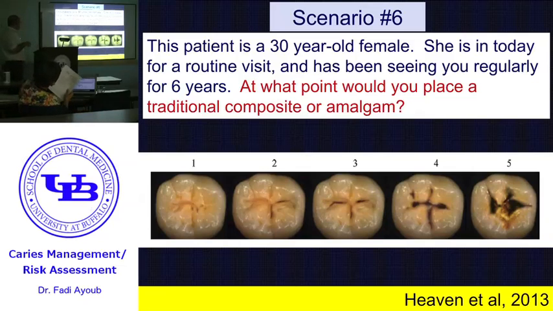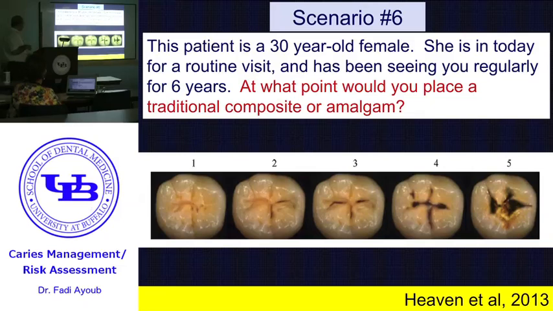So, this patient, the question was, at what point, I mean, here, here, here, 4 or 5, so that's progression. At what point would you place traditional composite or amalgam? Do you place it at that scenario here? Do you place it at that scenario here, here, here, and here? Who would replace traditional on 1?